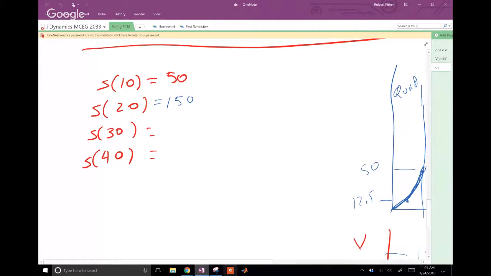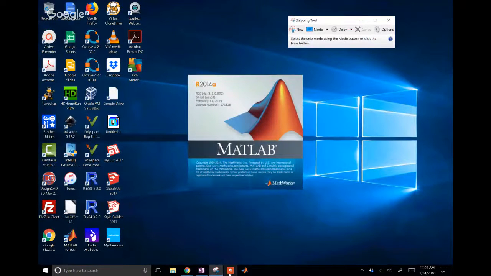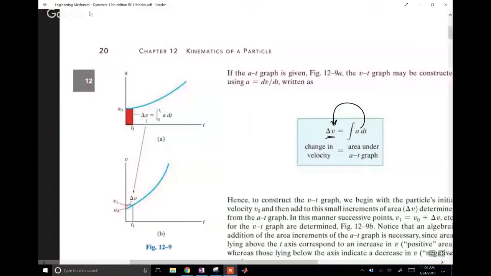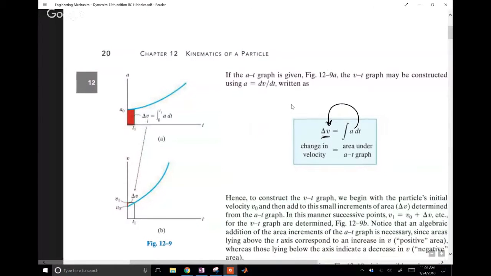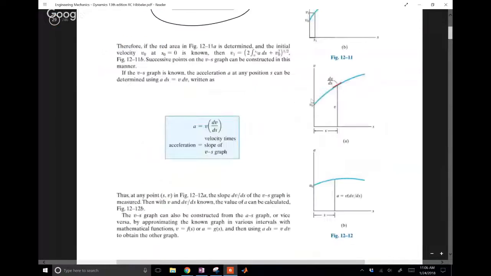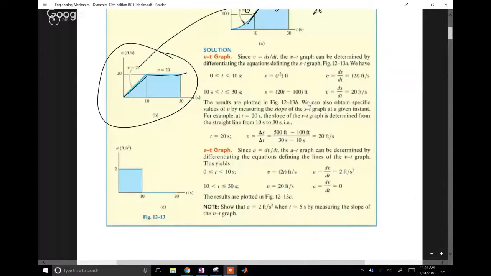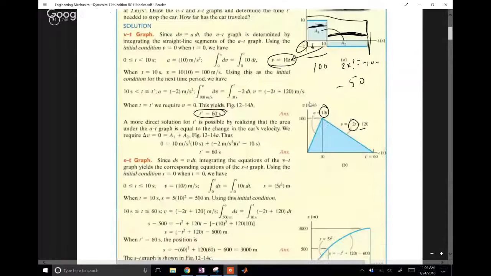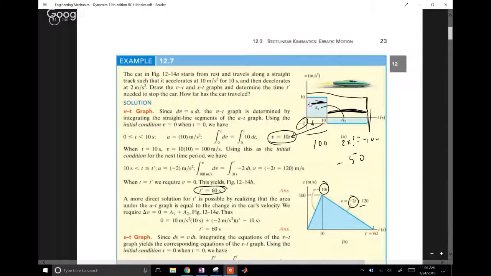You know, let's see. Let me go back. Why did the others not launch? Oh, they are. It's just taking a minute. Okay. So we rolled through all this. Oh, and it saved all my marks.